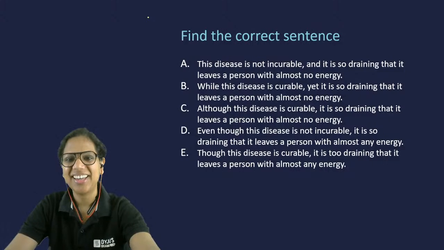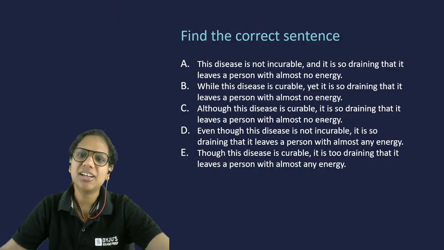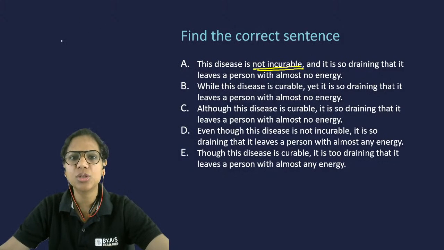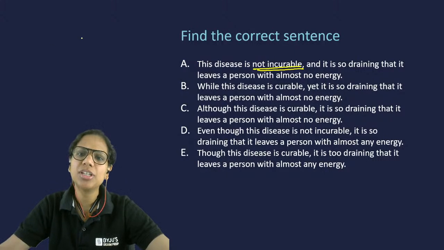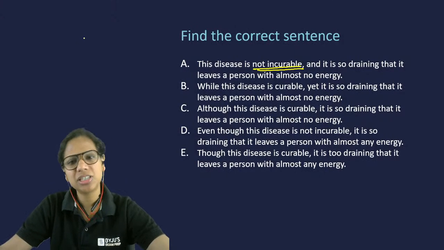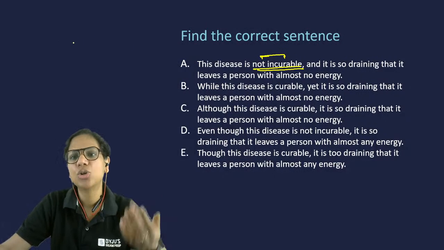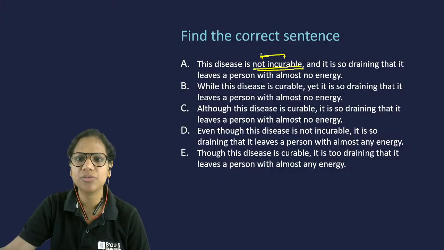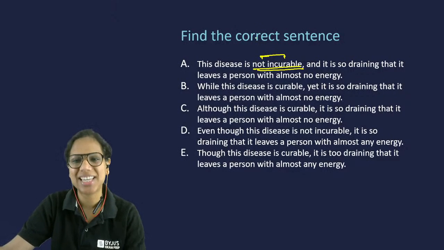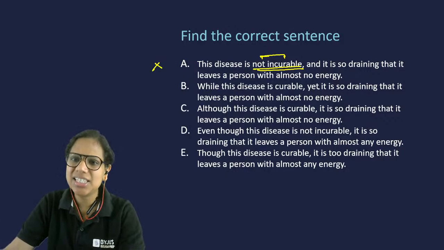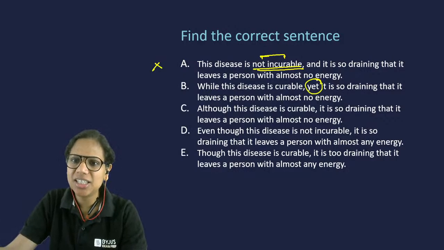EAC. Let's have a look. First of all, not incurable, although it's not strictly speaking incorrect. However, not incurable simply means it's curable, right? So why would you want to phrase it like this? This then becomes you making your sentence wordy. We don't want wordy sentences, we want concise sentences. While this disease is curable, yet it is so draining.